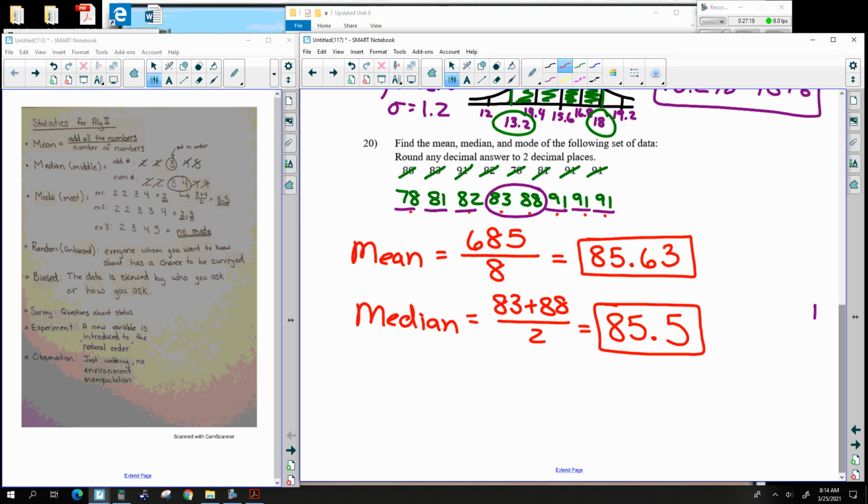Last but not least is the mode, and the mode is the one that is there the most, and this is obviously 91 because there's 3 of them, which is way more than anything else. So 91 is that mode. That is our review.